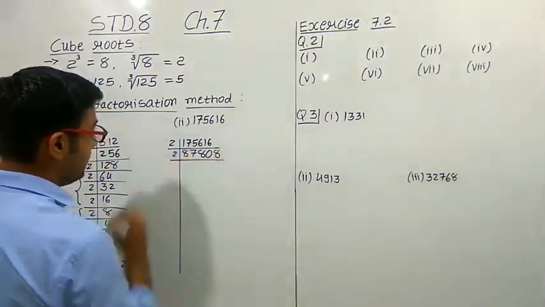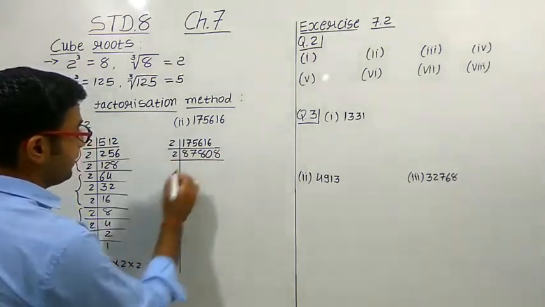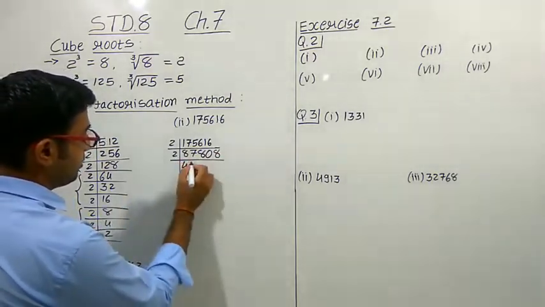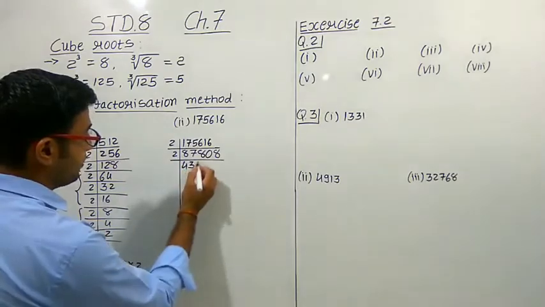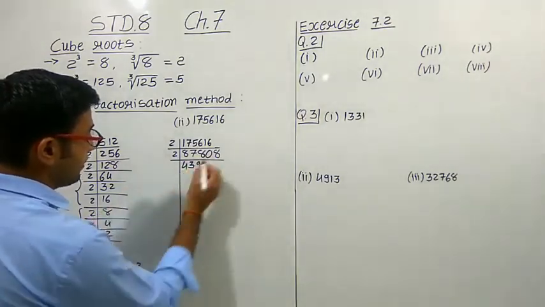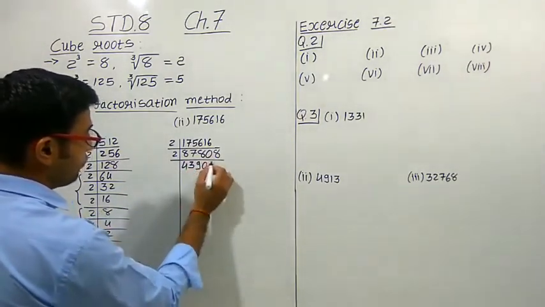Okay, now again divide it by 2. We get 4. 2 3s are 6, 18. 2 9s are 18. 0 is there, we have to put the 0. 2 4s are 8.